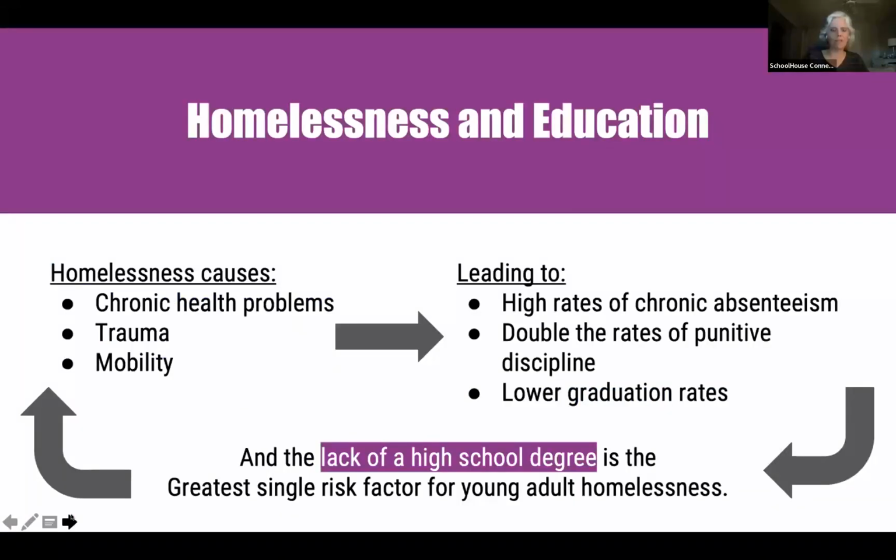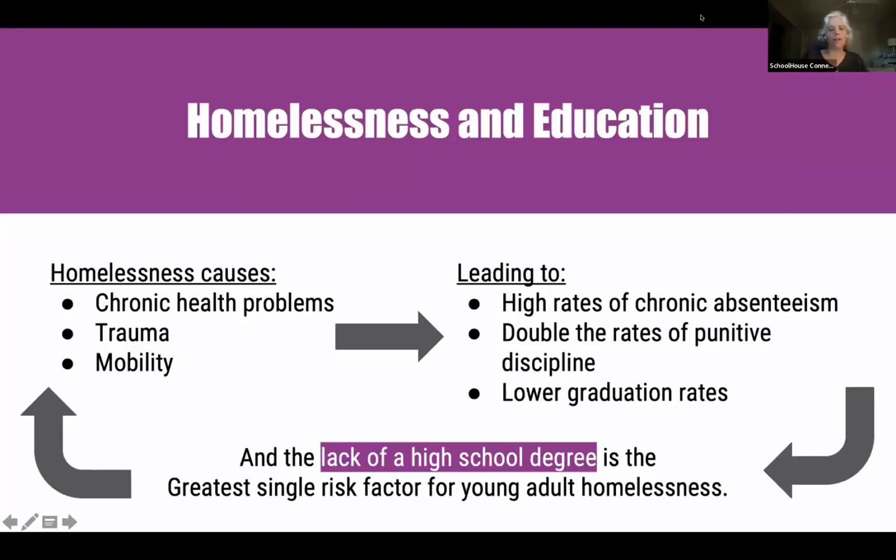I did want to let you know that the Voices of Youth Count study that I just mentioned looked at a lot of things related to youth homelessness, but one of the findings that I think was the most important was they looked at risk factors for young adult homelessness. And by young adult, I mean 18 to 25. And when they controlled for different factors and they tried to identify what's the greatest single risk factor for a young adult to experience homelessness, they found that it was lacking a high school degree.